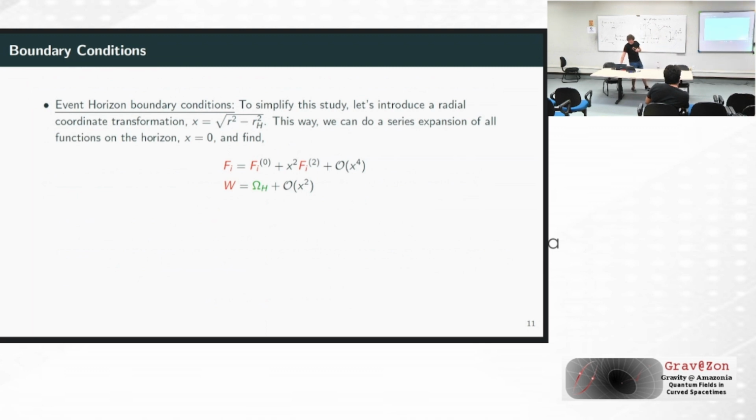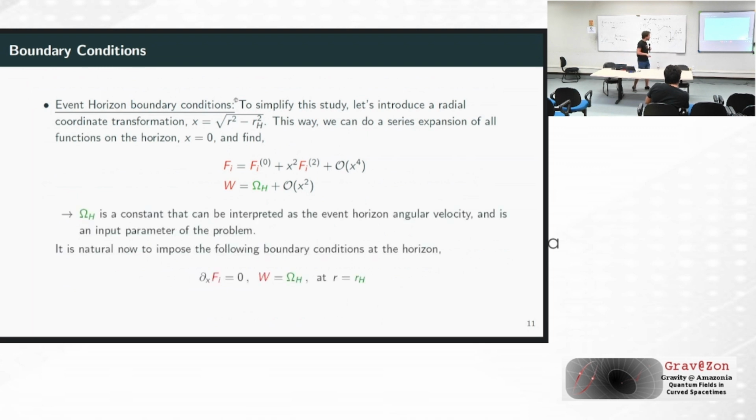So with this you can impose very quickly that, for example, here this omega H is a constant and can be interpreted as the horizon angular velocity, so the rotation of the horizon. And with this expansion, you can write very simply that the radial derivative of the F function must be 0, and this W function must be equal to the horizon angular velocity at the event horizon. But this I will show you more specifically when I show you the Mathematica file.